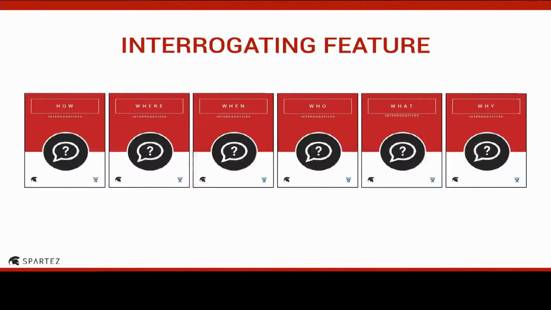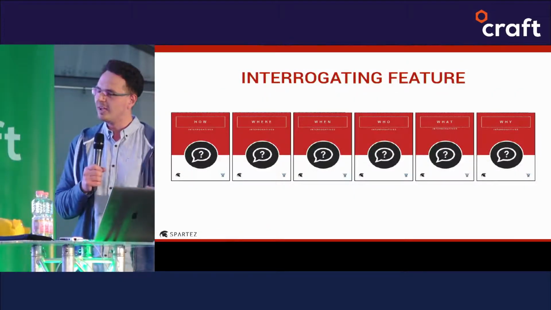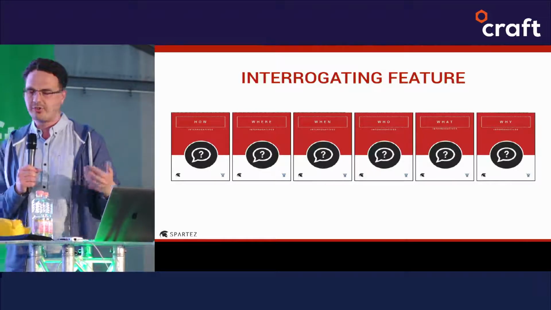So I said that there are 7 cards, but I lied, there are 6 cards. So there are those 6 cards representing 6 basic questions. The idea is that with those questions, you can derive any question that you can ever ask, right? So on the first side of those cards, you have those basic questions, and on the other side, you have some ideas what kind of questions you can derive from those basic questions in the context of software development, like what kind of more detailed questions you can ask.